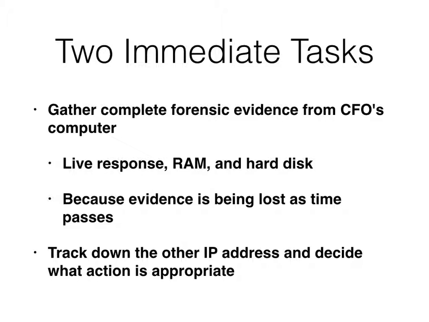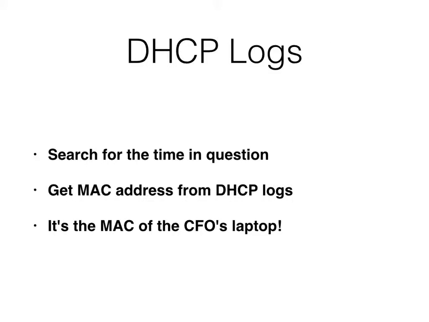The first thing is get more evidence from the CFO's computer, because now you have direct evidence that that computer was really used to do something unauthorized, so there's probably some kind of malware on that machine. And the next thing is find out what's going on with that other IP address. Where is it, and what could it lead to? Therefore, you're going to need DHCP logs, which are going to lead you to the MAC address of that other machine. And when you do, it's the MAC of the CFO's laptop, so it had two IP addresses, which can happen if you have things like virtual machines.